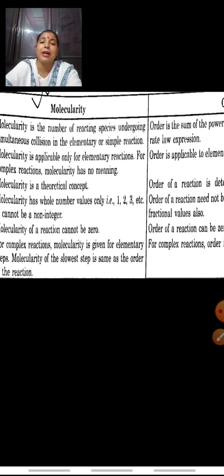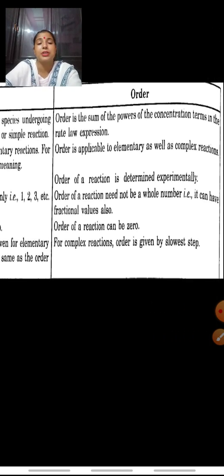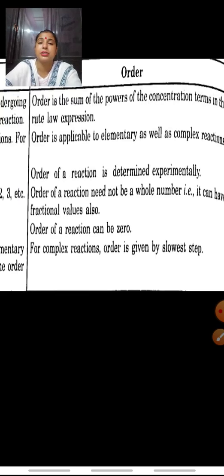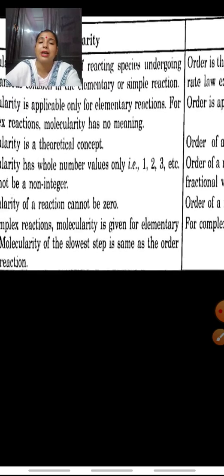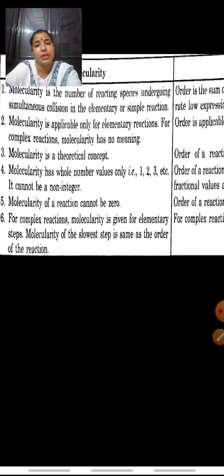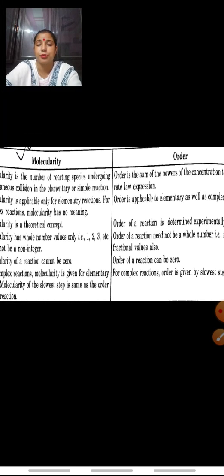Now molecularity of a reaction cannot be 0, whereas order of a reaction can be 0. For a complex reaction, order is given by the slowest step, and for a complex reaction, molecularity is given by the elementary steps. Molecularity of the slowest step is the same as the order of the reaction. Hope children you are understanding all this. Do note it down in your fair notebook also.